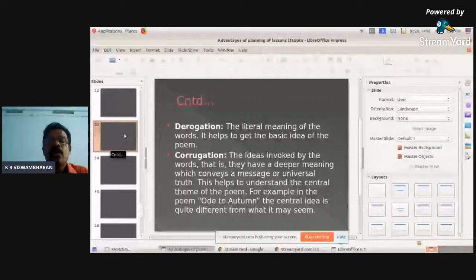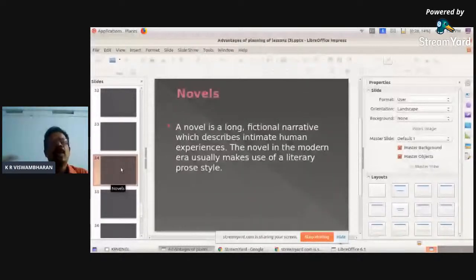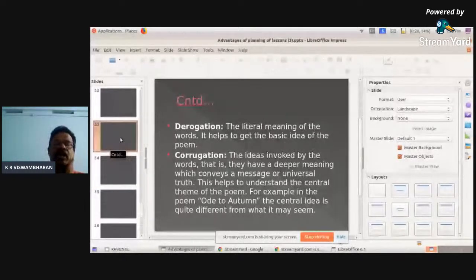Connotation, the ideas invoked by the words. This is very important. They have a deeper meaning which conveys a message or universal truth. This helps to understand the central theme of the poem. For example, in the poem the central idea is quite different from what it may seem. So, any poem has the literal meaning as well as the ideas, denotation and connotation. The person who writes the appreciation may think more about the interpretations. And it is actually the connotation.